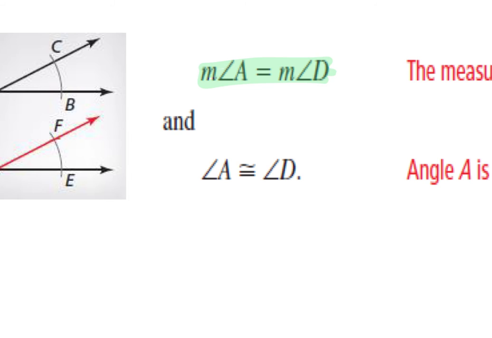The other way you'll see it is without the M, but in between is the congruent symbol. And now you're talking about the actual angles themselves. So angle A is congruent to angle D. I don't care how you write it, okay? If it says to write a congruent statement, it's usually going to use the bottom, and it actually gives that little squiggle over equals. They mean the same thing.